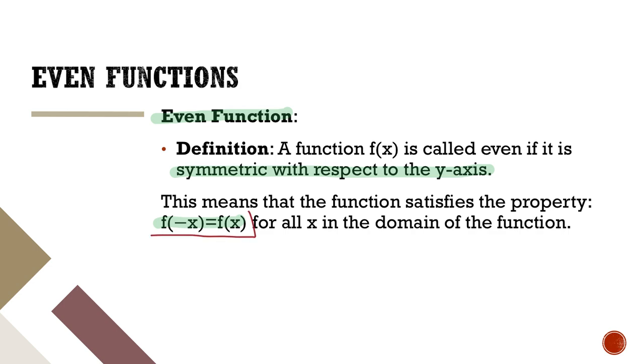So the easiest way to do that is if I substitute in negative x into the original function, and that is identical to my original function f of x, then this will tell me that this is an even function.